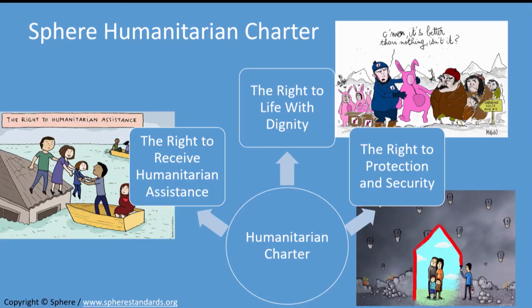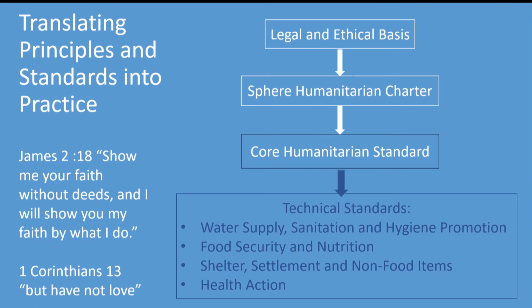So the Sphere Handbook has a humanitarian charter with these principles: the right to receive humanitarian assistance, the right to life with dignity, and the right to protection and security. They took the legal and ethical basis to make this humanitarian charter with those 3 rights or principles, and then several different organizations also came together and made a core humanitarian standard, which we'll look at next.